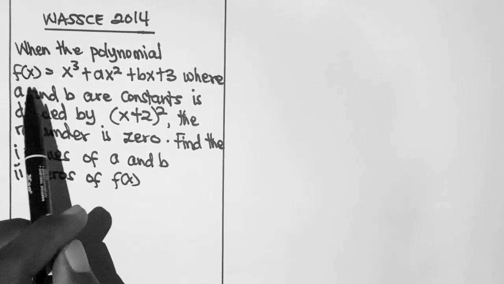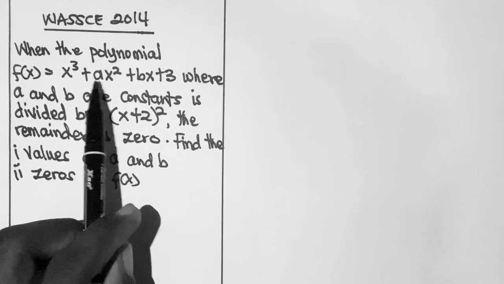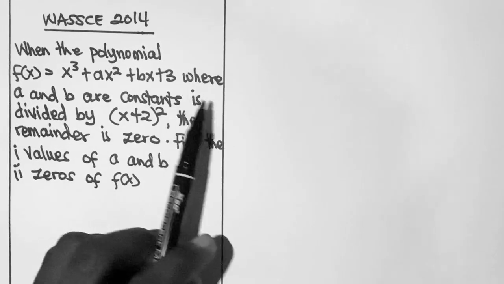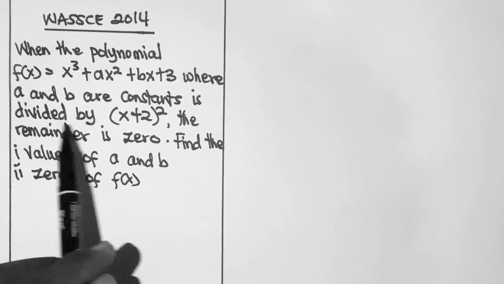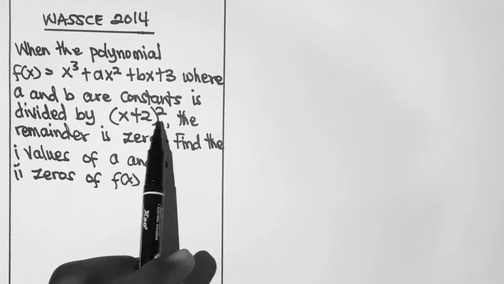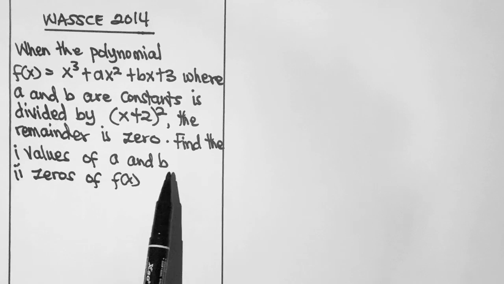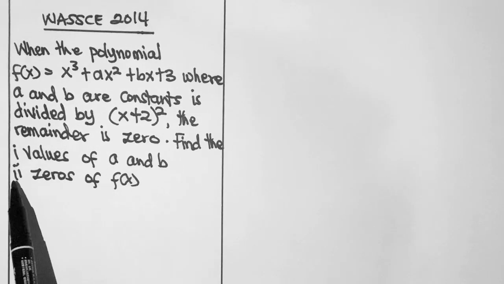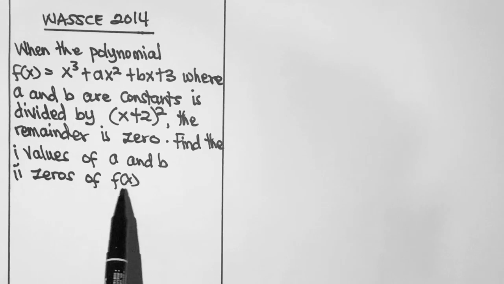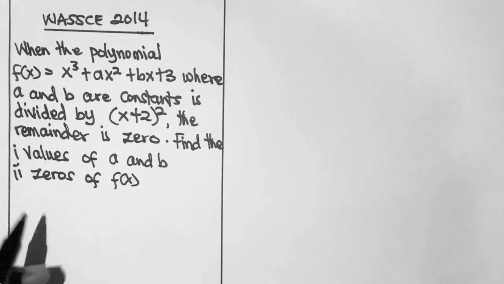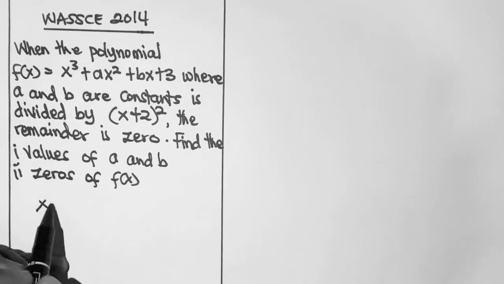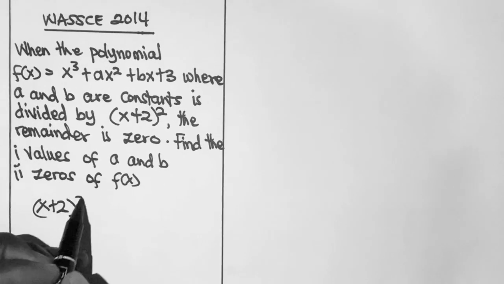When the polynomial f of x equals x cubed plus ax squared plus bx plus 3, where a and b are constants, is divided by bracket x plus 2 squared, the remainder is 0. Find the values of a and b. And then the second part says we should find the zeros of f of x. So now you can see that this is a repeated root, which is x plus 2 all squared.